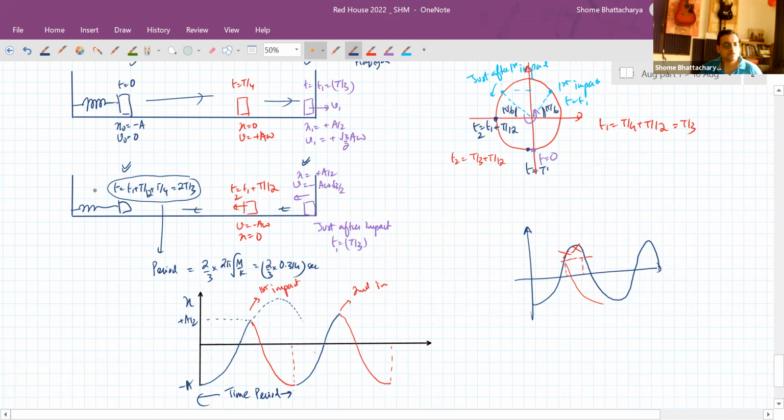Okay. So this is the time period. The time period is t2 plus T by 4. So it is T by 3 plus T by 12 plus T by 4. So it's 2T by 3.